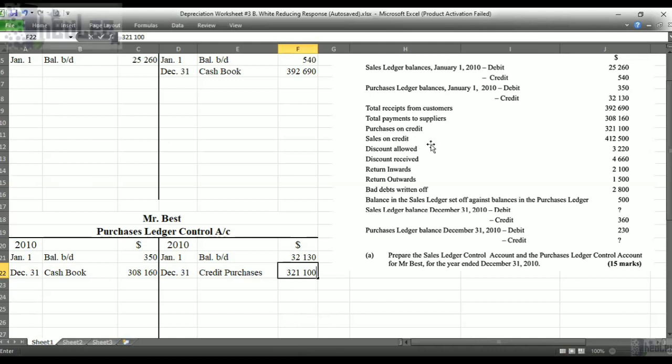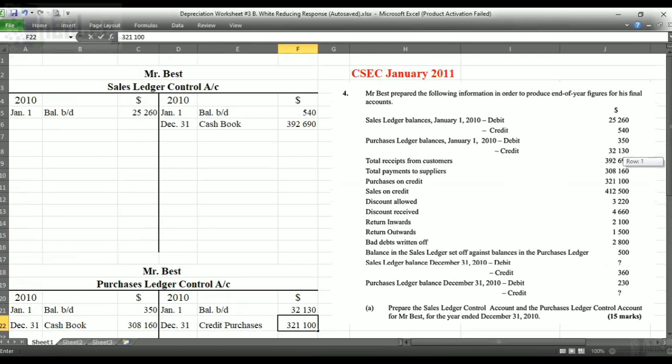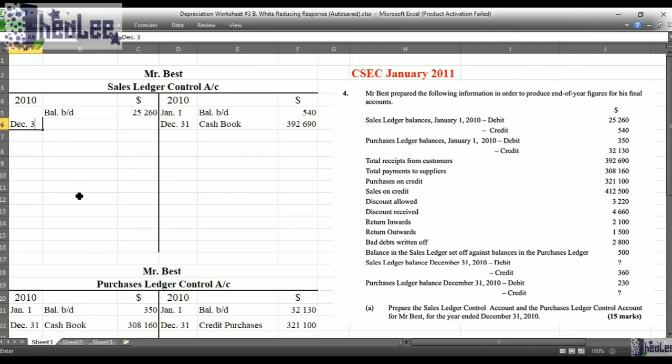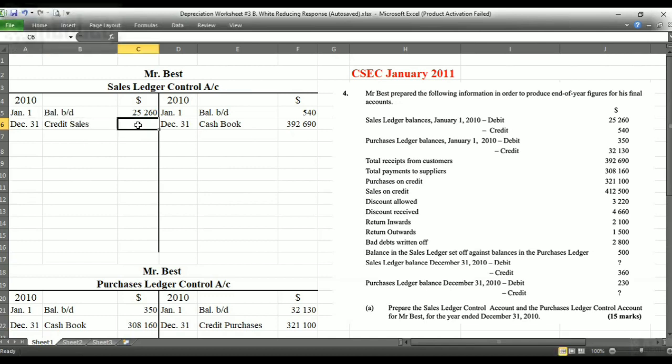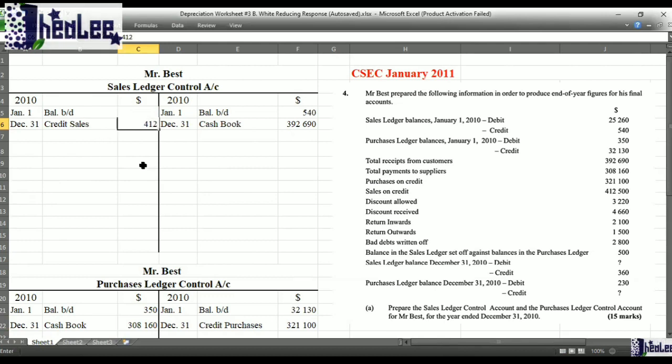Moving on to the next item, sales on credit. Once we sold goods on credit, then of course we're going to end up with debtors. And that relates to our sales ledger control. So therefore, we're going to make that entry in our sales ledger control account. Now, is that a debit entry or a credit entry? It is a debit entry because once you sold goods on credit, your debtors are owing you more. So there's an increase in the value of what is owing to our business. That's an increase in your debtors. So therefore, you're going to make a debit entry. Our details can simply be credit sales, or you could go ahead and put sales journal as your details. And the amount is $412,500.